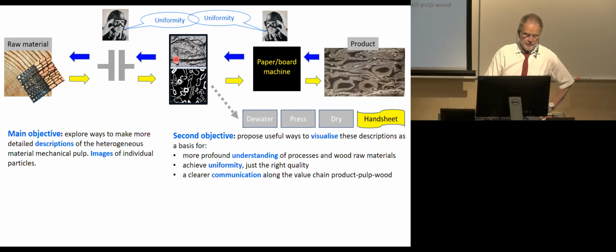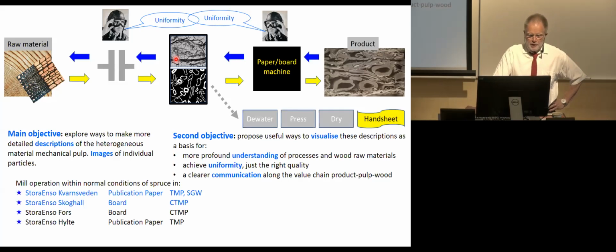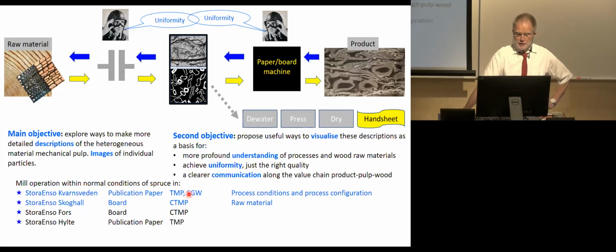And we have done these studies in mills. Mill operation within normal conditions. We have been in the Stora Kvarnsveden, Stora Enso Skoghall, making publication paper, respectively board, and also some samples from Stora Enso Fors and Hylte. And more specifically, we have focused on these two first mills, where we have studied process conditions and process configuration. And in this mill in Skoghall, we have studied the raw material.